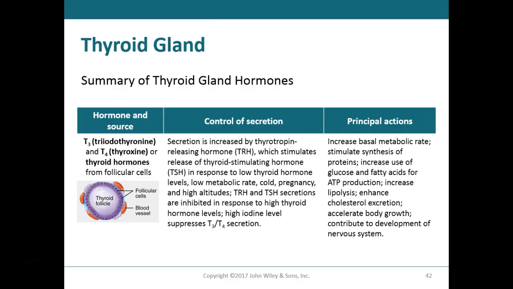All right, so again, I've included the tables with the summary for you of what the action of the hormones are. So the T3 and T4, what controls their secretion, negative feedback, and of course the hypothalamus and anterior pituitary, and their principal action to increase basal metabolic rate, and a little more detail on how they do so.